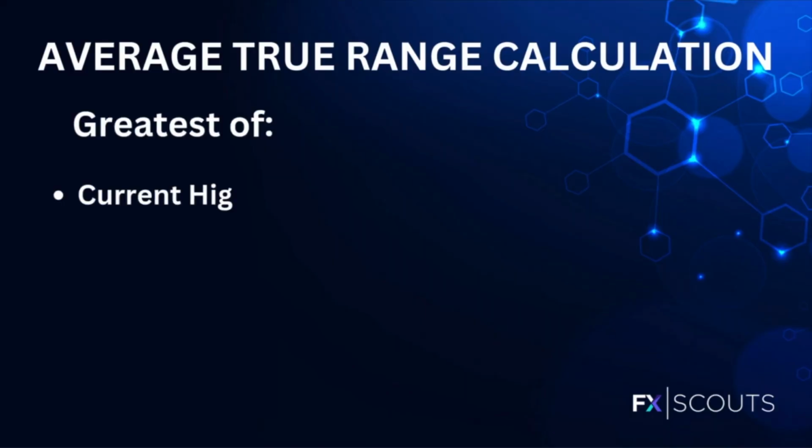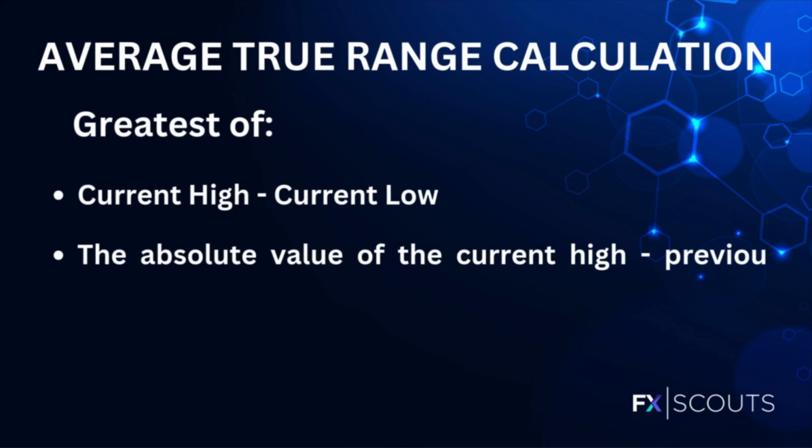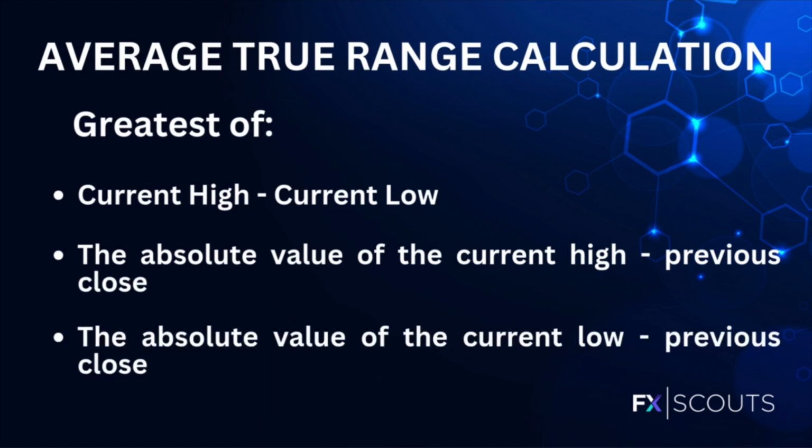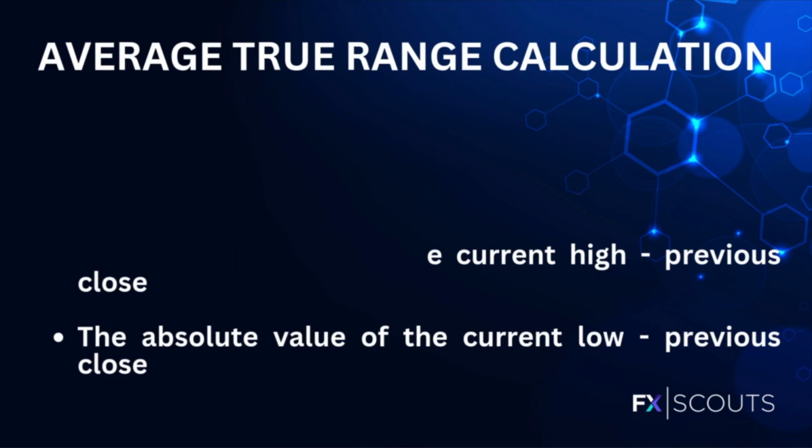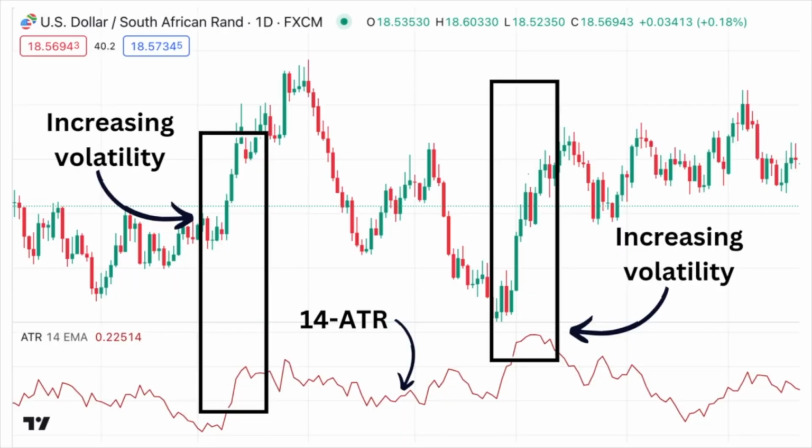So to calculate the ATR, you need to understand what true range is. And true range takes into consideration the current high minus the current low, the absolute value of the current high minus the previous close, then the absolute value of the current low minus the previous close. The highest of these three values is taken as the true range. The average true range is then the moving average of the true range over a specific period, which is typically 14 days, depending on your settings.